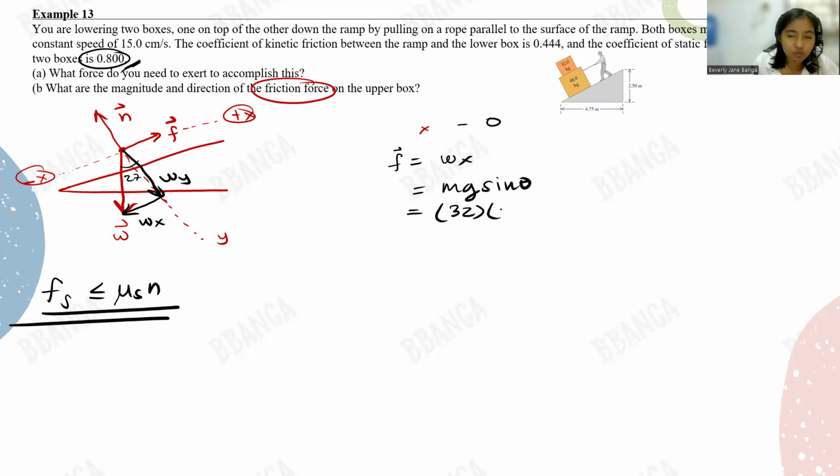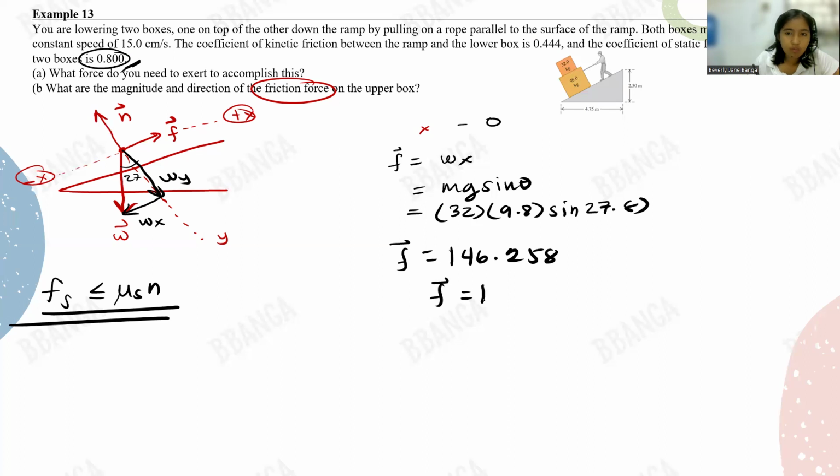So, this is 32 times 9.8 sine of 27.8. Okay, so friction is equal to 32 times 9.8 sine 27.8. Okay, so the friction force is 146.258. So this is simply 1.46 times 10 raised to 2 newtons. Parang weird.